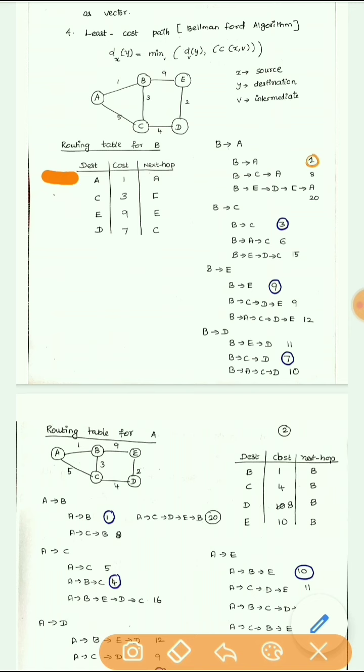The same way we need to go for next destination C. What are all the possible routing paths? B to C, the cost is 3. B to A, A to C, the cost is 6. B to E, E to D and D to C. So that is the longest path that holds a cost of 15. So out of these 3, the minimum cost is 3.